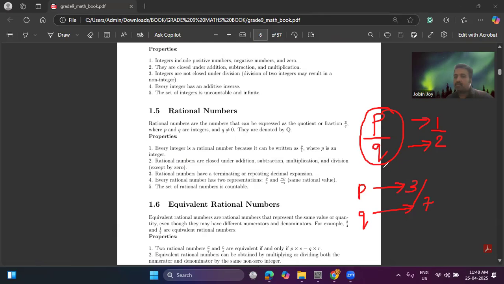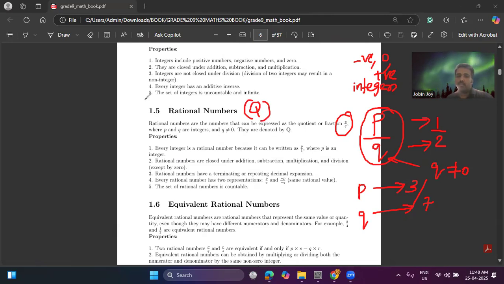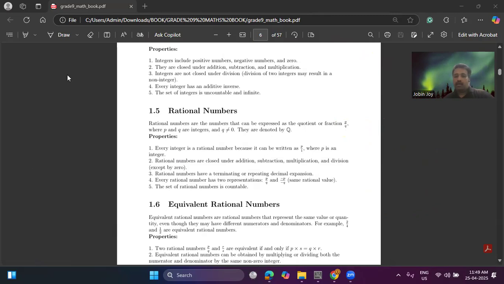So any number that can be written in the form of P by Q is what is called a rational number. And what are P and Q? Integers. So P and Q are integers. That means they can be negative numbers, 0, or positive numbers. And the value of Q is not equal to 0. This will be denoted by the capital letter Q. Okay.